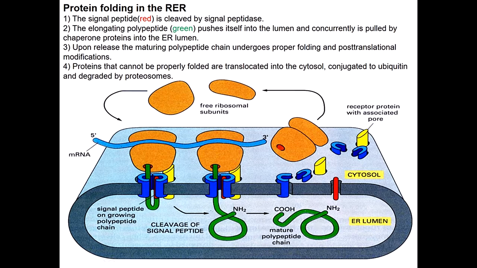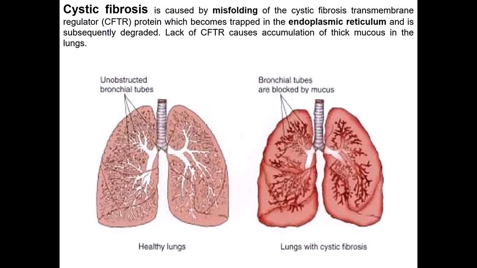Now, sometimes proteins do not fold in the appropriate manner for normal function, in which case they may be ejected from the rough endoplasmic reticulum and conjugated to the ubiquitin complex and degraded by proteasomes in the cytoplasm. You can have diseases associated with misfolding. Cystic fibrosis, I'm sure most of you have heard of that, is caused by misfolding of the cystic fibrosis transmembrane regulator protein. That causes these proteins to be trapped in the endoplasmic reticulum, and because they're trapped, they get released from the ER and degraded. Then you have a functional deficit of the CFTR protein, and this causes the accumulation of mucus associated with cystic fibrosis.